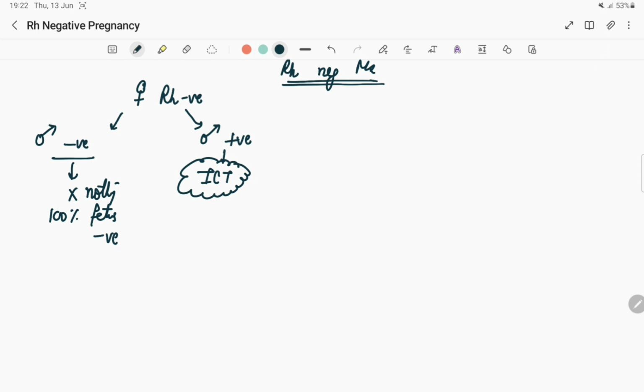Right, so now there are two possibilities. The ICT could be positive or the ICT could be negative. We go to the part where ICT could be negative. Now remember, please try to understand, whenever the ICT is negative, what are we testing for? We're testing for antibodies in the maternal circulation, okay?